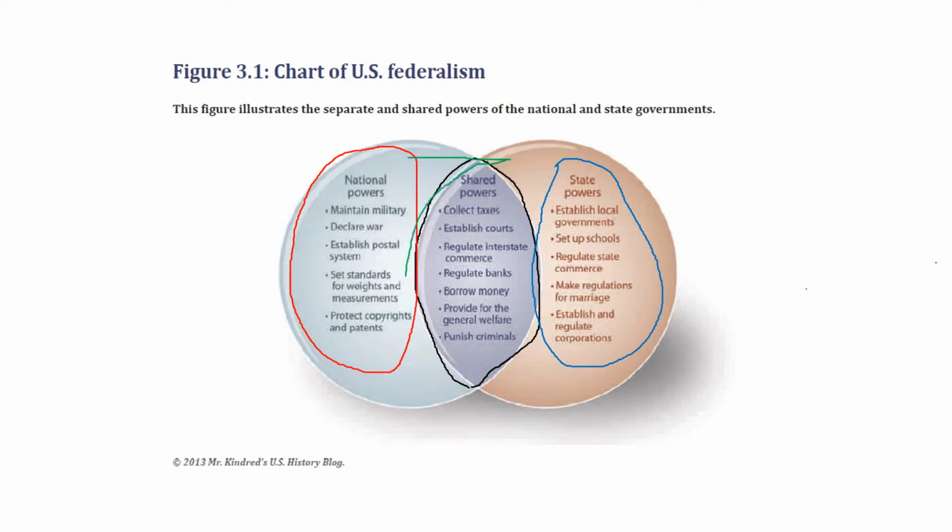The lines here between state and national have become completely blurred, where now the federal government is intimately involved with K through 12 education. It has a tremendous amount of influence on state commerce. So we saw that the U.S. Supreme Court redefined marriage a few years ago and said, no, states, you don't have the authority to make marriage policy. We're going to do it for you. And the list goes on.